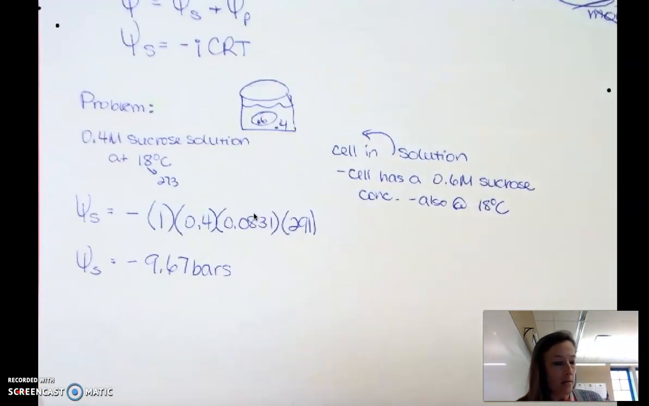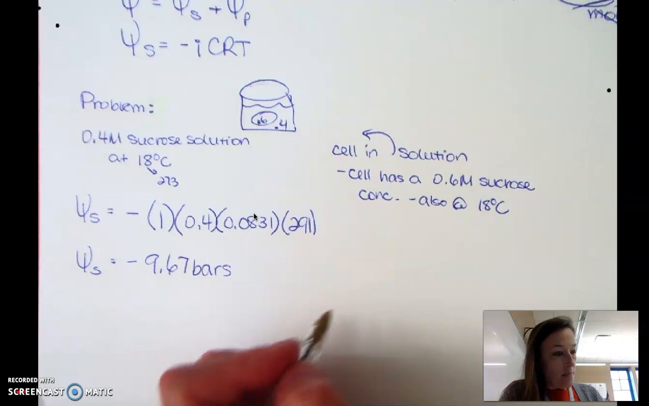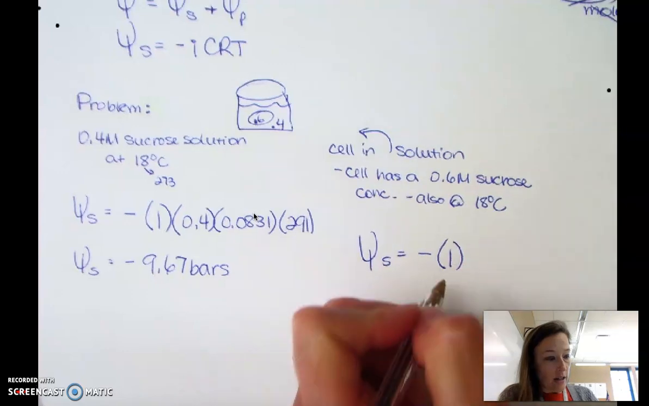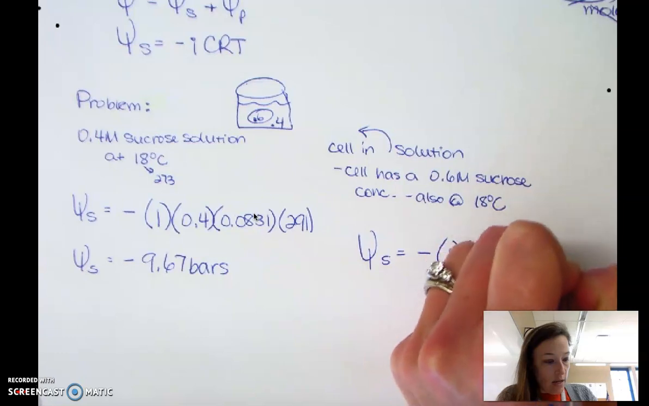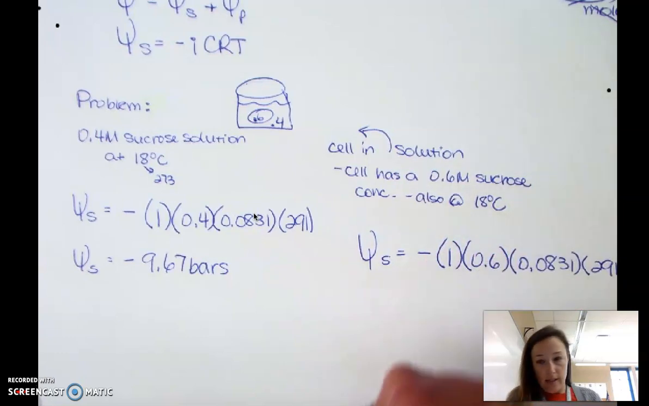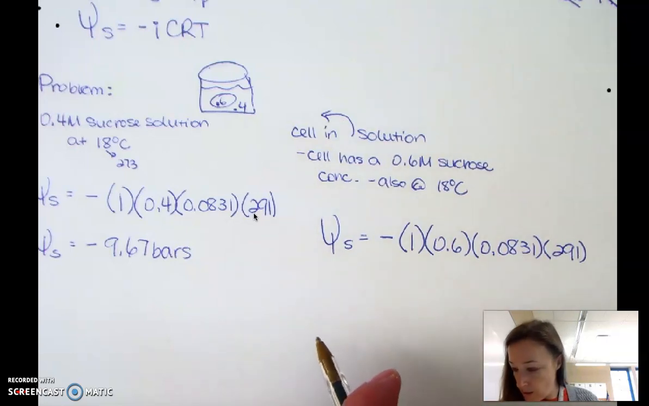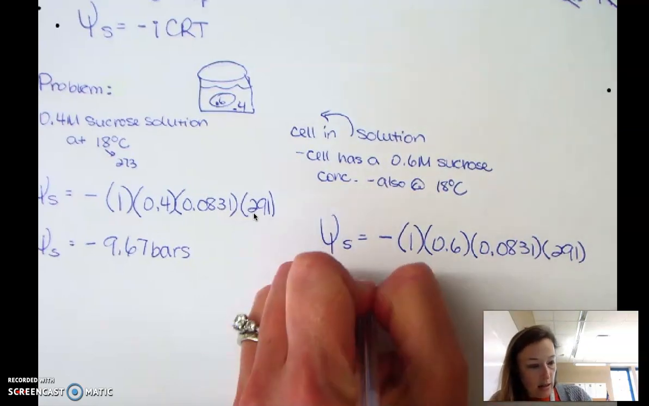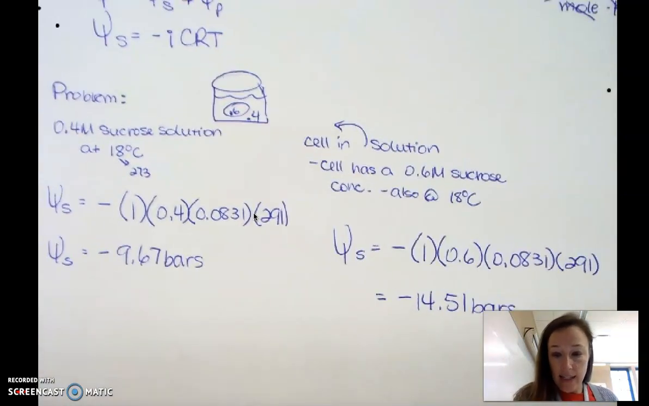Okay, let's jump over to the cell. So we have the same type of solution inside the cell, a sucrose solution, but it is a little bit stronger. And so we're going to do negative. It's sucrose, so it's an ionization constant of 1, concentration of 0.6, 0.0831, and 291, because it is also at 18 degrees Celsius. So 0.6 times 0.0831 times 291 is negative 14.51 bars.